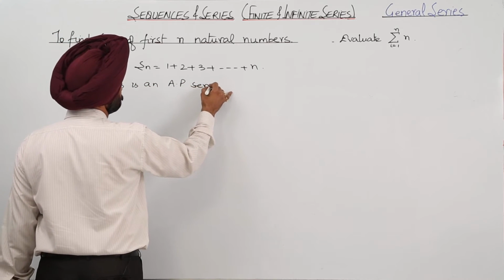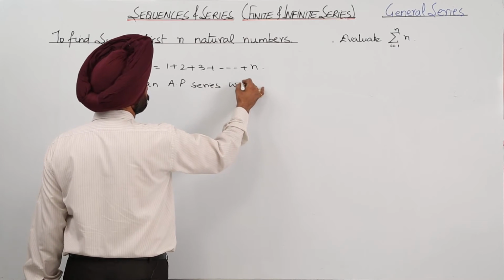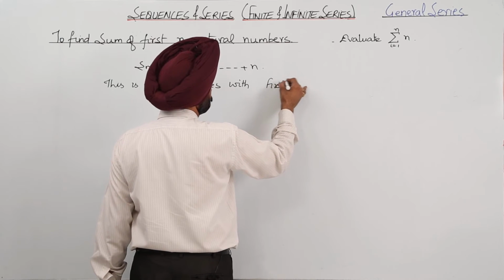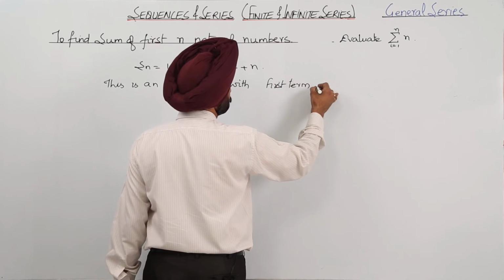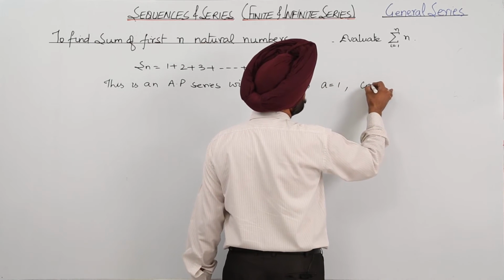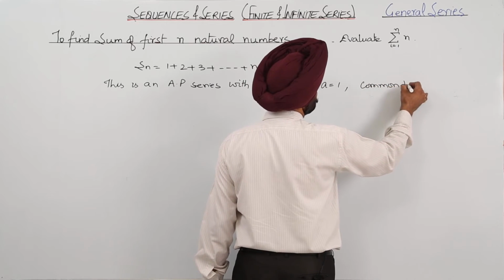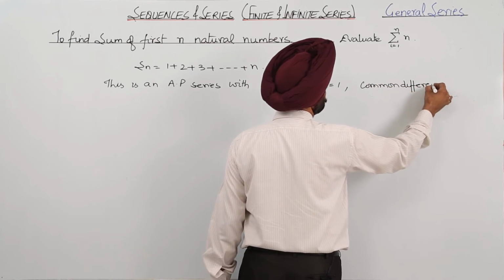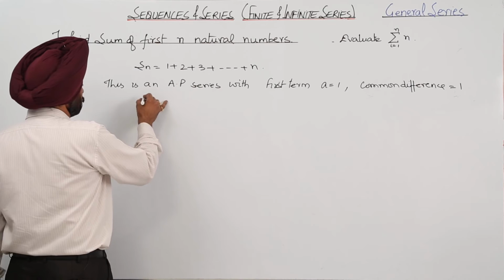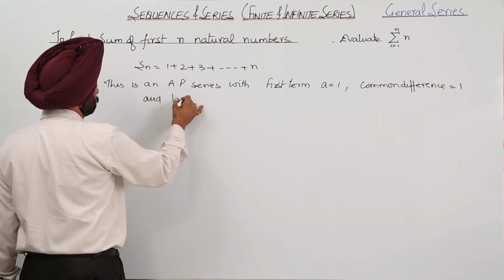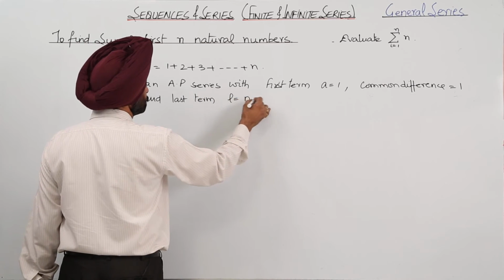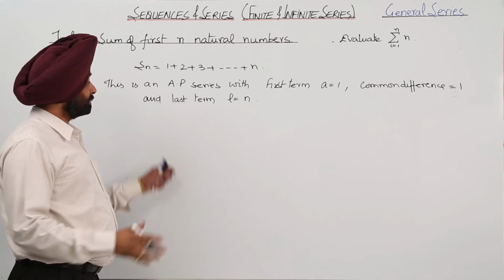AP series with first term A is equal to 1, common difference is equal to 1, and last term L is equal to n. A very simple thing. Okay.